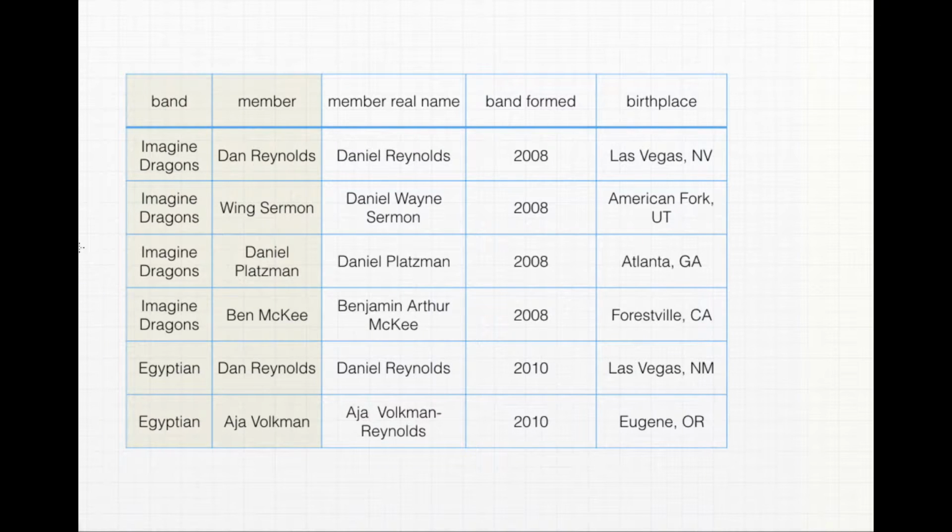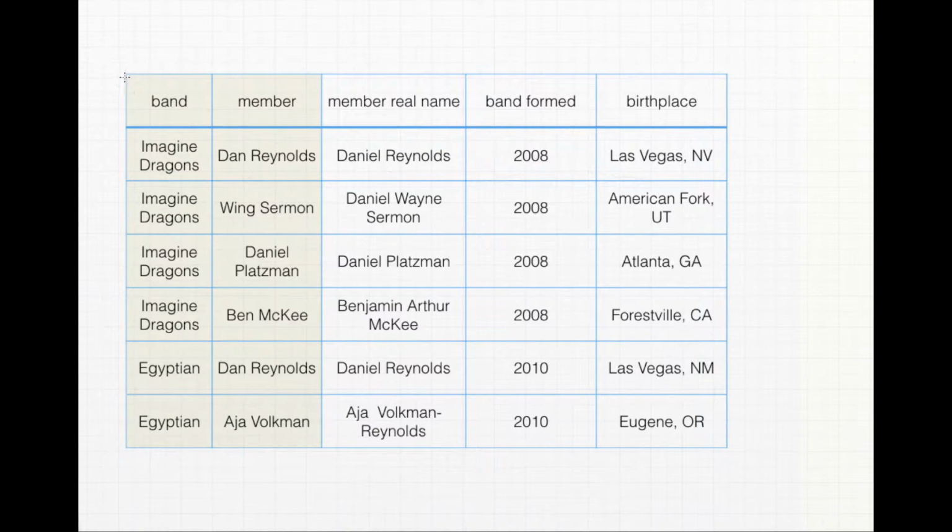So here I have a table that repeats the band, but now we only have one member. Instead of those columns of multiple members, we have a table here with a band, Imagine Dragons, member Dan Reynolds, Imagine Dragons, Wing Sermon, and so on, the members of Imagine Dragons here. So now we have each row having atomic values.